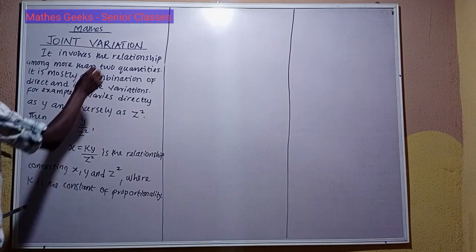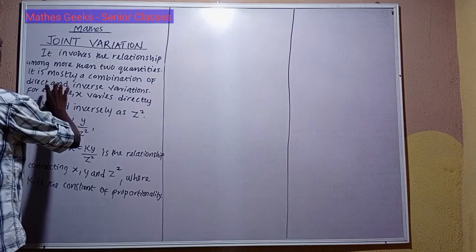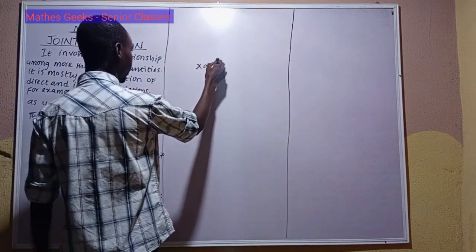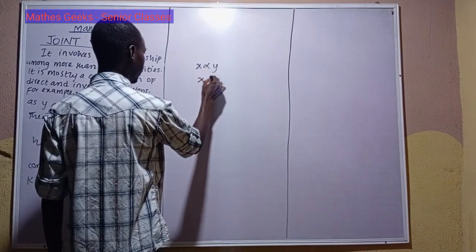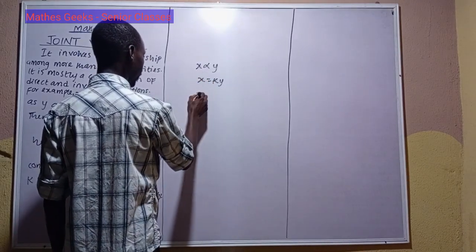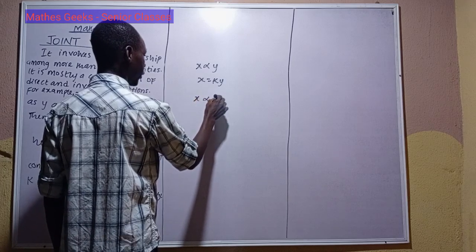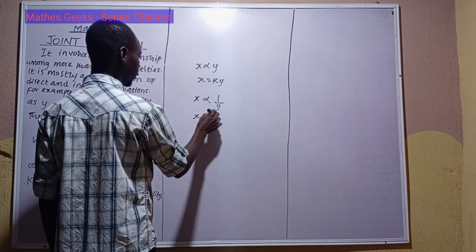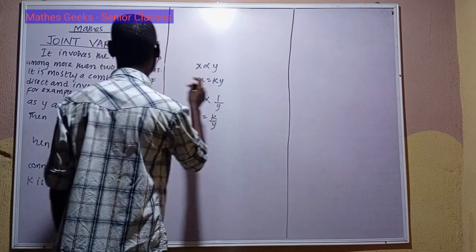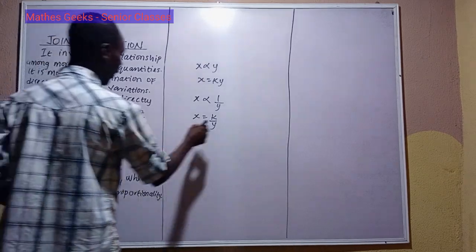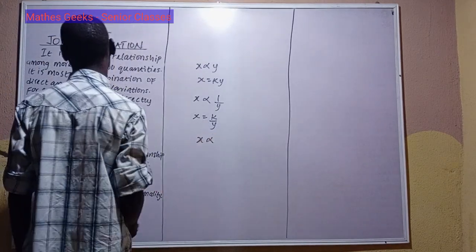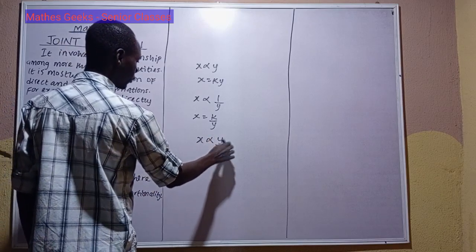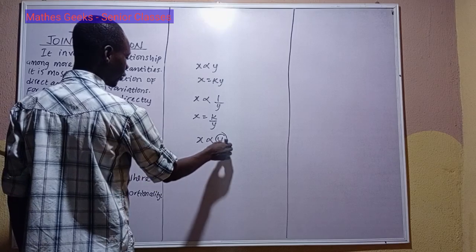So take note, joint relation is mostly a combination of direct and inverse relations. In a direct relation, x varies directly as y, so x equals ky. And in an inverse relation, we say x varies inversely as y, so x is equal to k over y. You see that for joint variation, you have x varies directly as y and inversely as z. This part is the direct and this part is the inverse.